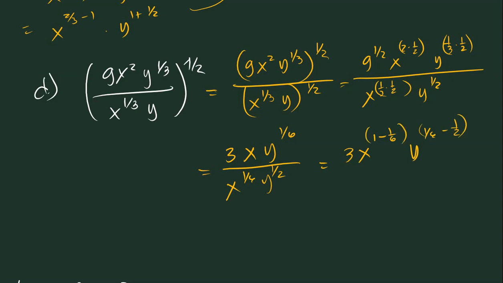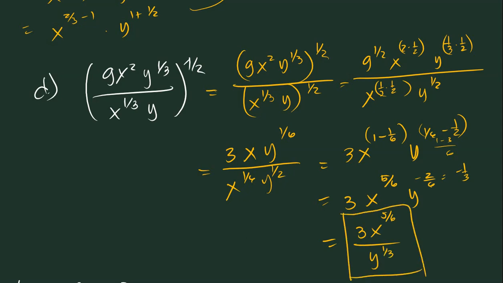So this will be 3 times x raised to 5/6, and then y, let's evaluate it, 6, and then 1 minus 3, so we have here negative 2/6, which is also equal to negative 1/3. So we can rewrite this as 3x raised to 5/6 all over y raised to 1/3. Okay, so this is our final answer for this example.